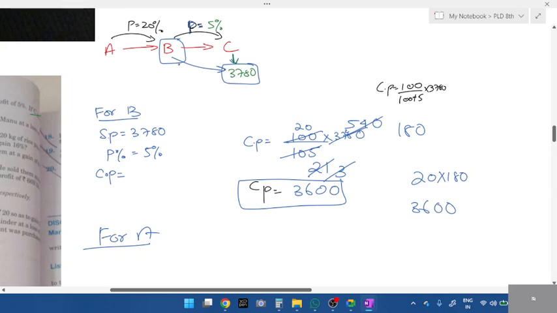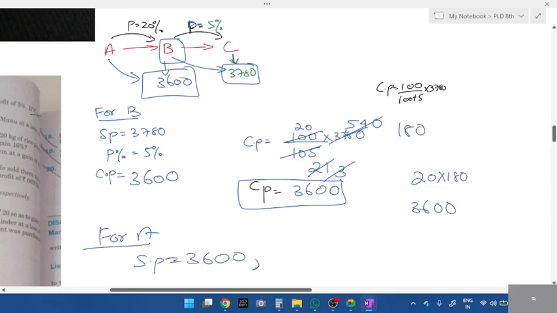You have to go in the reverse direction. What's the cost price for B? Okay, this is cost price for B, but B is paying this 3600 for whom? Who's there before B? A, right? So what does 3600 become for A? Cost price or selling price? Very good. So what is A's selling price? Is this concept clear? Did you all understand? Just go in reverse order.